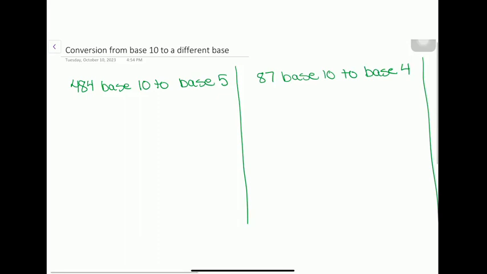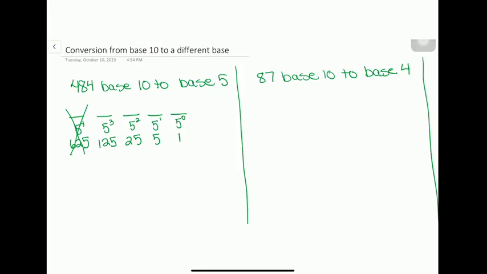Well, let's look at the place values for base 5. We have 5 to the 0, which would be the ones place, 5 to the first power, which would be the fives place, 5 to the second power, which would be the 25s place, 5 to the third power, which would be the 125s place, and 5 to the fourth power, which would be the 625s place. So you can think of all these different packaging, and we can't use any of size 5 to the 4th or 625 because that's larger than the number we're trying to package of 484.